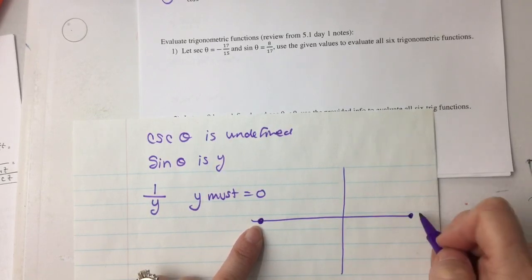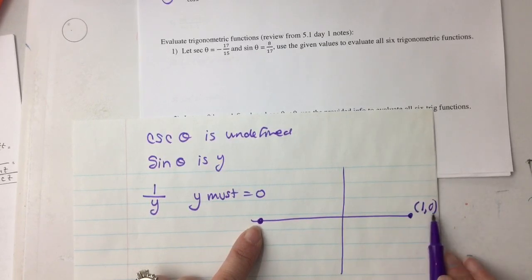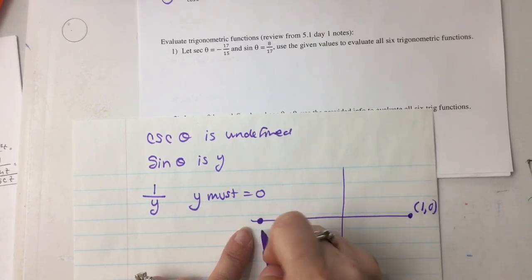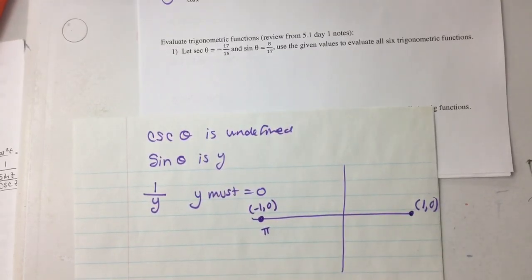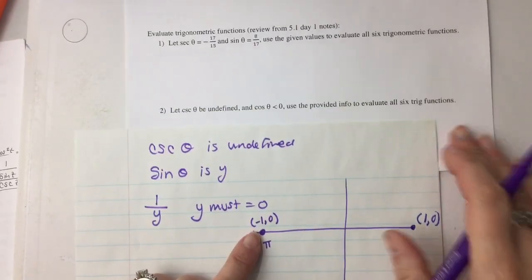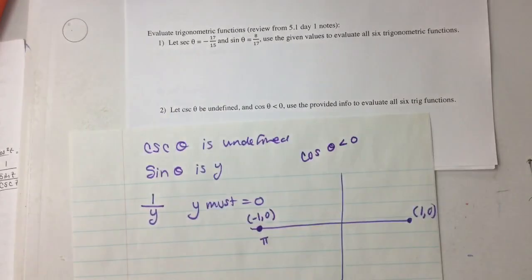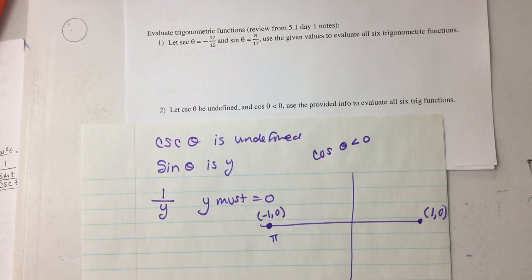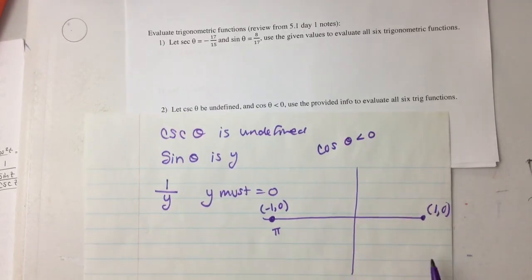So I know when the y value is 0, here it's 1, 0, because you're going to the right one unit, not going up or down. Over here at pi, this was negative 1 and 0. So I know it has to be one of those 2 points. The other bit of information they gave us is that the cosine is less than 0. The cosine is the x value. This tells us that our cosine has to be negative.